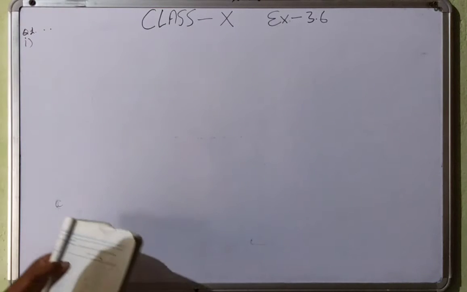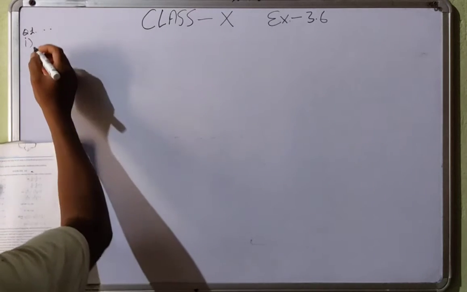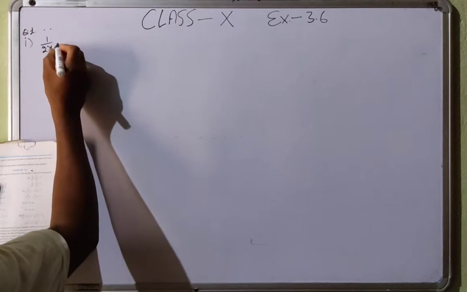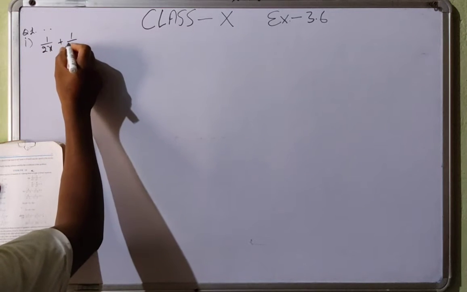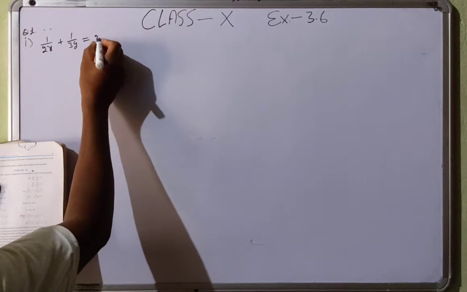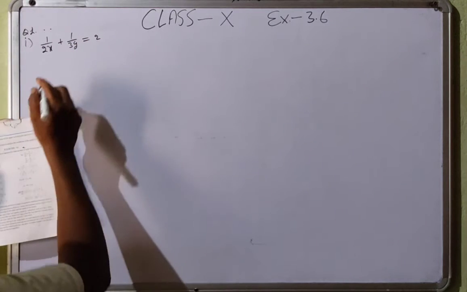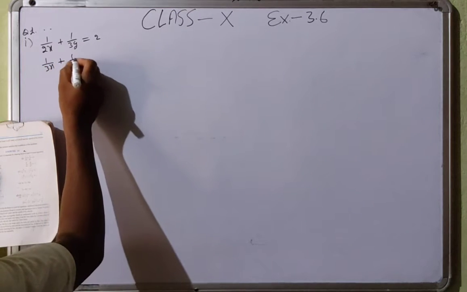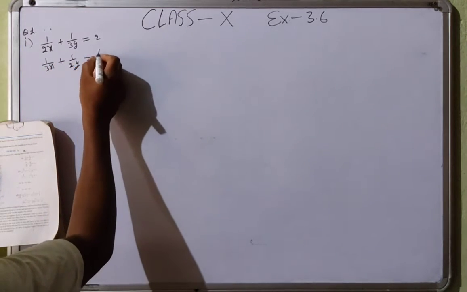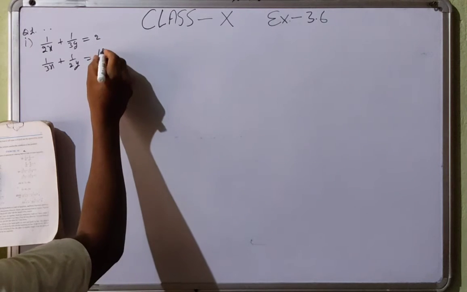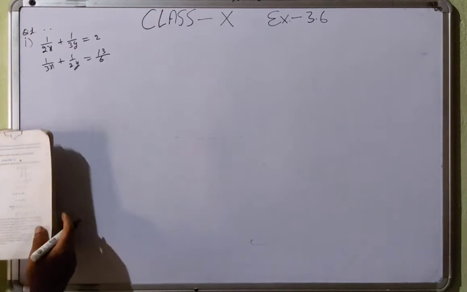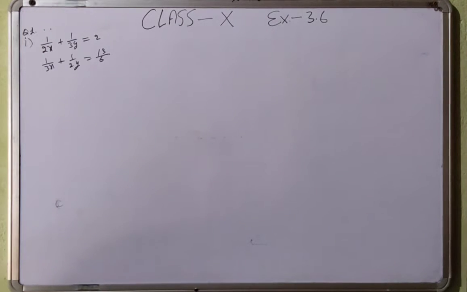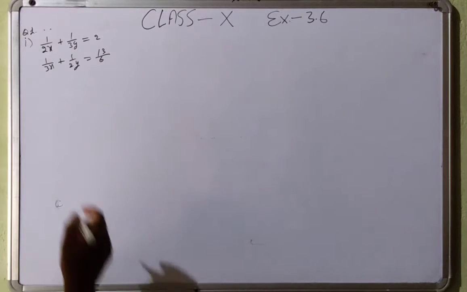The reducing method means we will do it like this: 1 upon 2x plus 1 upon 3y is equal to 2, and the second equation is 1 upon 3x plus 1 upon 2y is equal to 13 upon 6. This is the given equation. So first of all we will reduce the values.